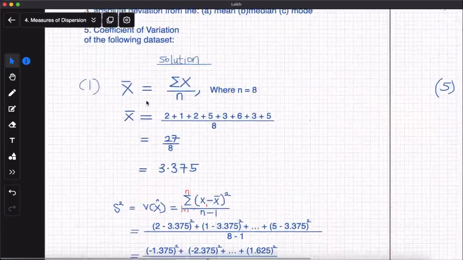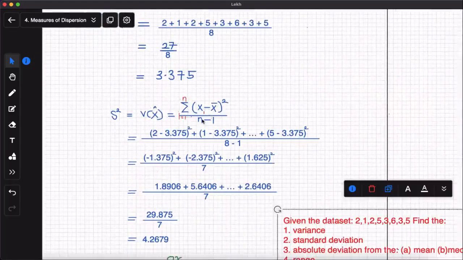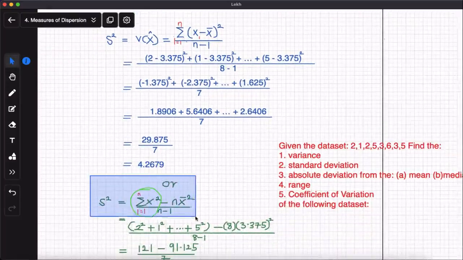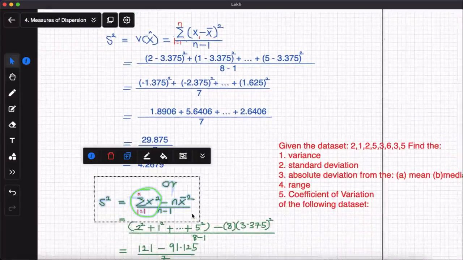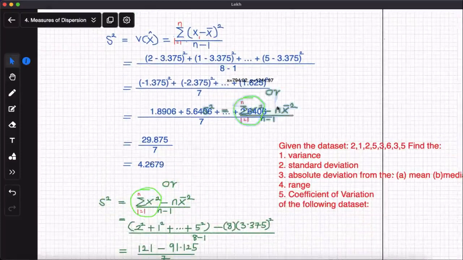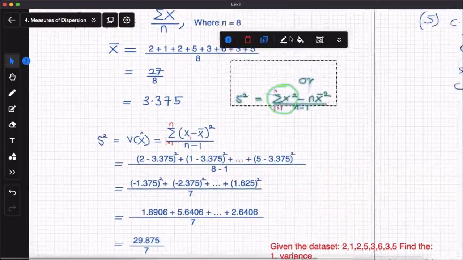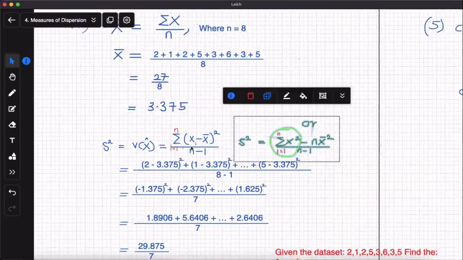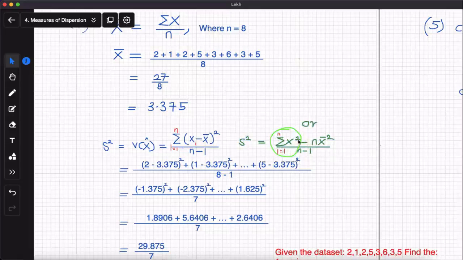The formula you're seeing, when it is expanded, will eventually give us what you are seeing below. So actually, S square, being this, when it's expanded, will give us what you are seeing in green.